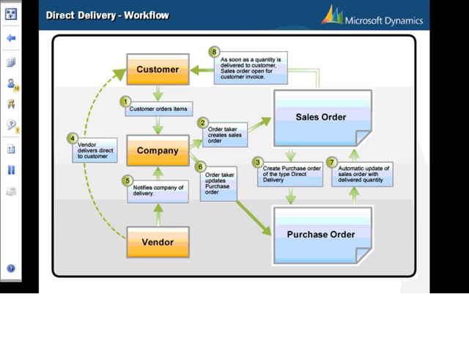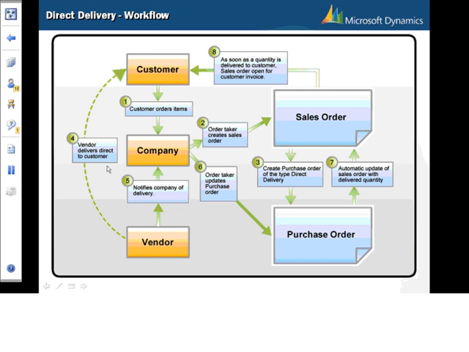So the current slide shows the process flow in a direct delivery sales order, from the initial call from the customer through the final invoicing of the sales order. So let's go through the steps. First, the customer orders the item, and we record it in our company. The order taker creates the sales order, and then creates the purchase order of the type direct delivery.